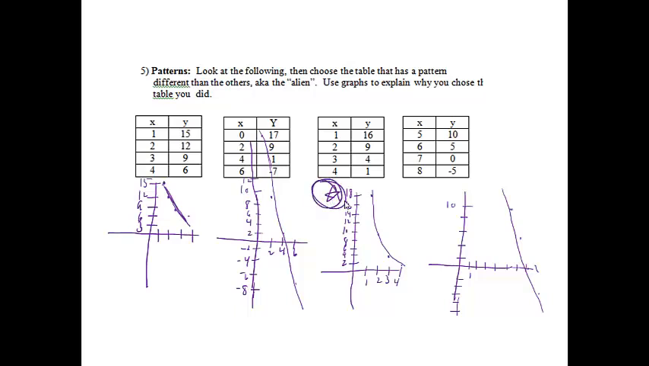So I'm going to say that this one is my alien, and if you looked at the table, actually this one's going -3, -3, -3. This one's going -8, -8, -8. This one goes -7, -5, -3. And this one goes -5, -5, -5. So notice they all go down by a constant rate, except for this one does not. So it definitely is the alien.